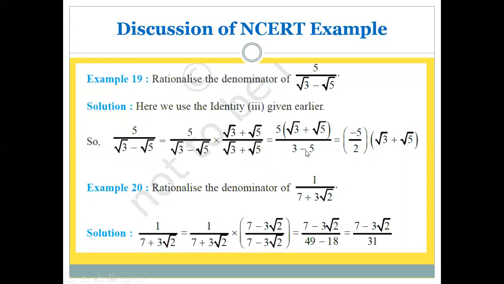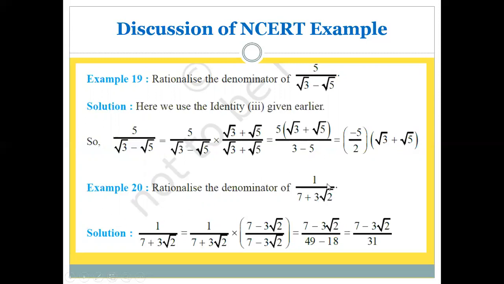And in the denominator we have a square minus b square, so 3 minus 5, root 3 square becomes 3 and root 5 square becomes 5. So we have got a negative result here, that is minus 2, and the minus sign is taken up with the 5, so minus 5 upon 2, times root 3 plus root 5. This is the answer we have got in the 19th example. So I hope you understood how we are solving this.